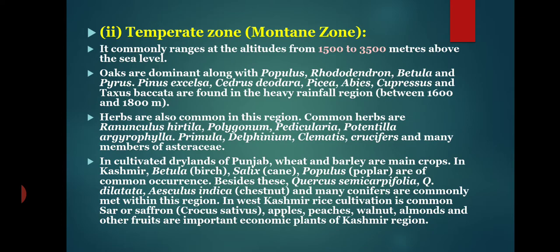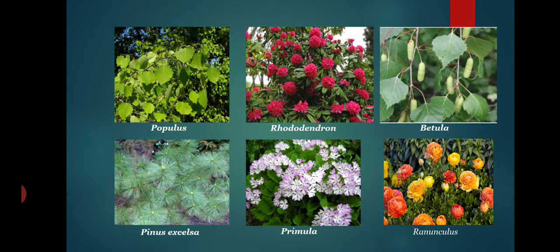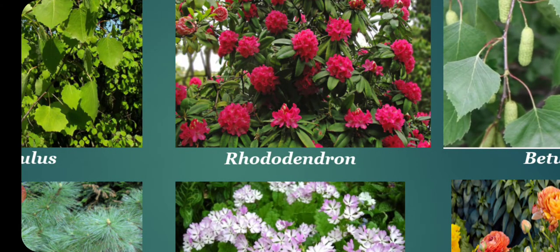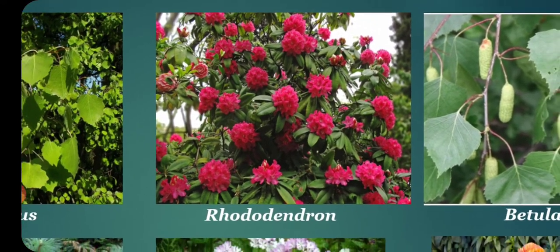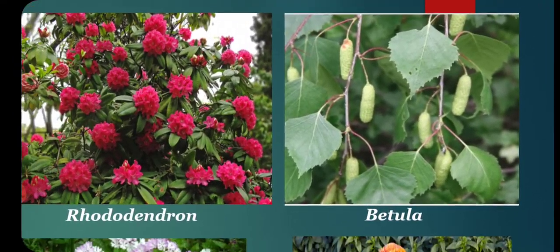Here we can see the plants. Most probably we can see many of the gymnospermic plants. Then Ranunculus hutta, Polygonum, Pedicularia. So many such as Betula, that is birch, Salix, then Populus. So many species are there, and this area is also included in Kashmir. And here we can see this Populus tree species, rhododendron, and this rhododendron we can see in Ooty and Kodaikanal areas also. And this is Betula, that is birch.